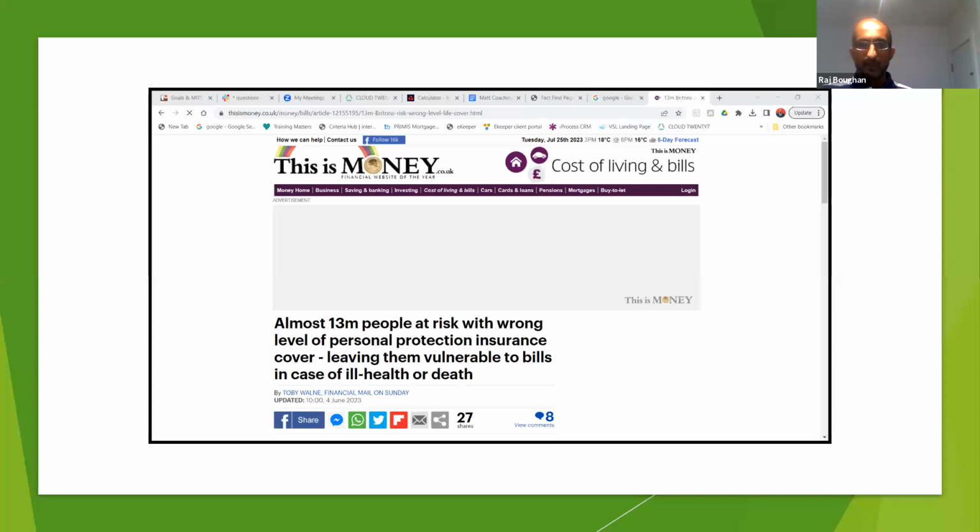More statistics here, and it's more about what I've been saying about not reviewing it. It's saying that 13 million people are at risk with the wrong level of cover, leaving them vulnerable. So it's just people maybe have got some cover, but not really reviewing it.